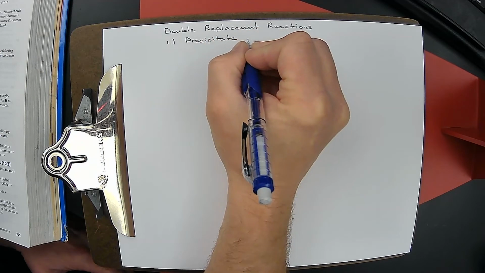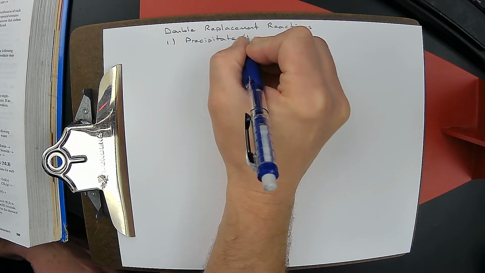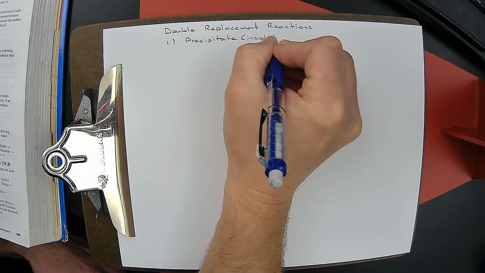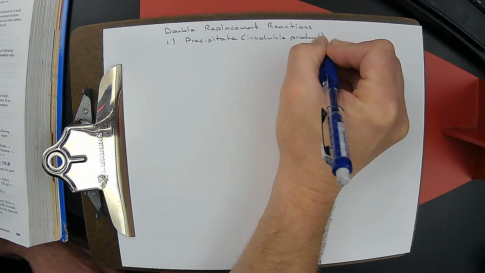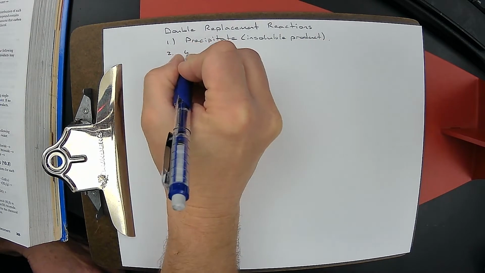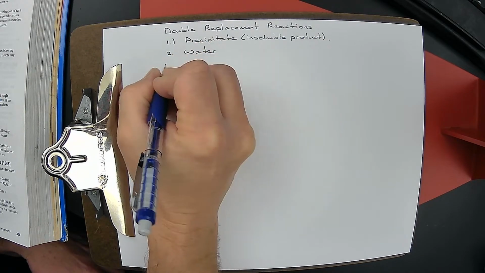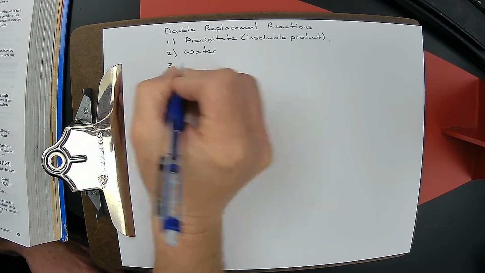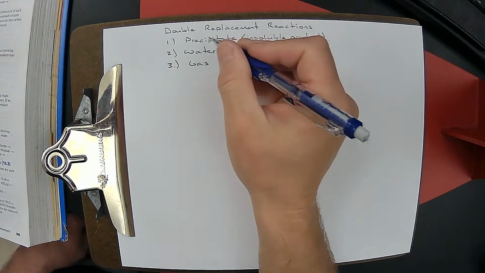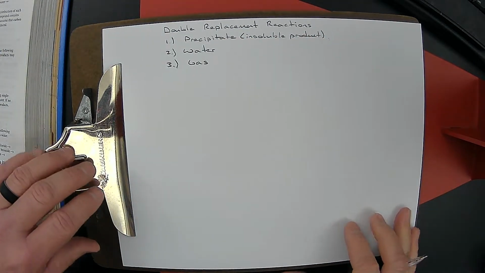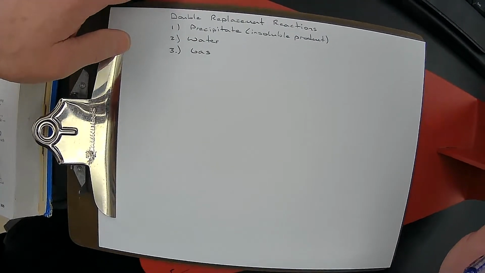One is, did we get a precipitate, an insoluble product? Did we get water as our product? And finally, did we get a gas as our product? If we have any one of these three, we know a double replacement reaction took place.